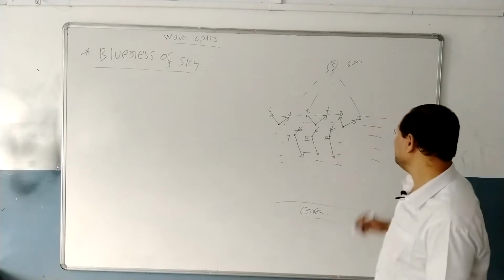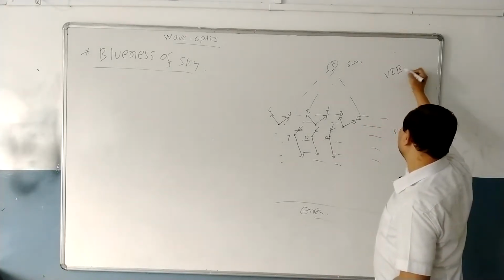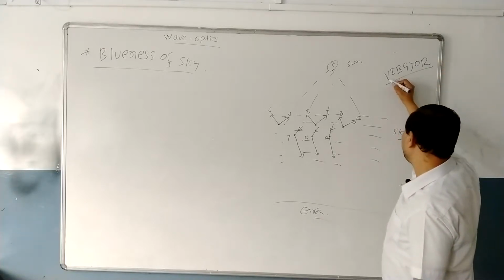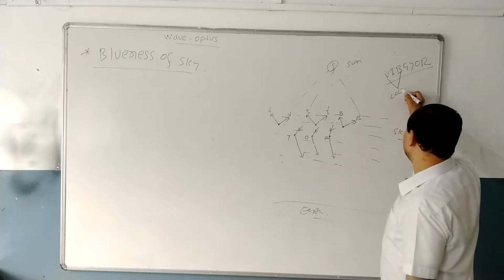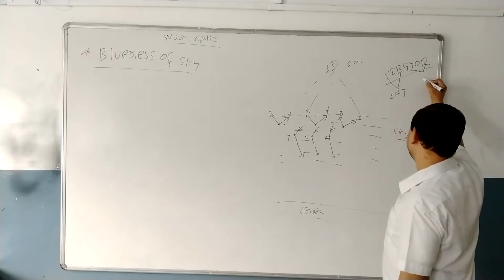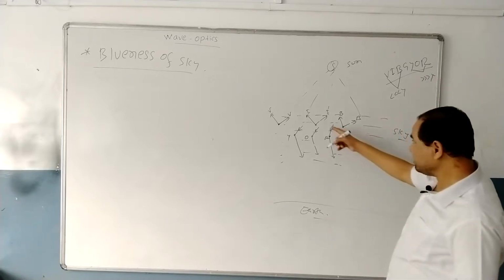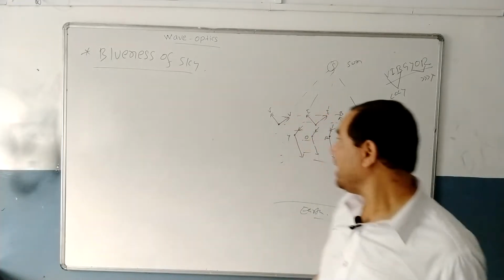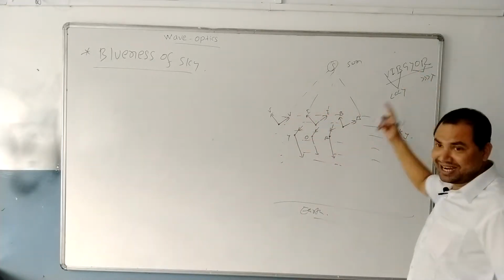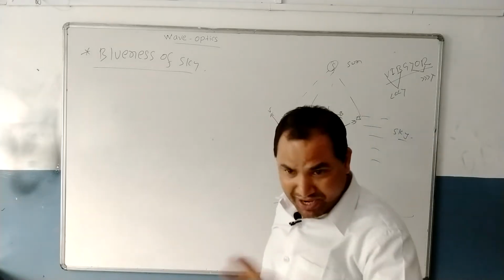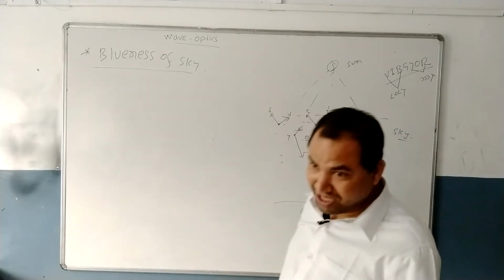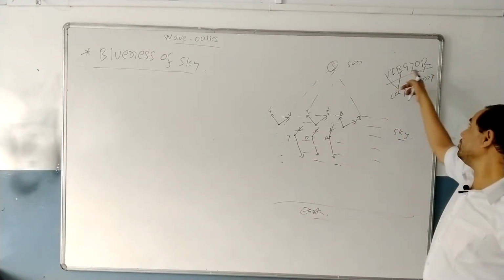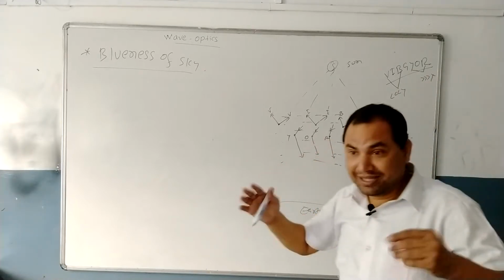Violet, indigo and blue. In the sunlight there is violet, indigo, blue, green, yellow, orange and red, so it is a mixture of 7 colors. Violet, indigo and blue have very low wavelength. Yellow, orange and red have high wavelength. Since they have very low wavelength, these colors are scattered by the atmospheric particles. And since yellow, orange and red have high wavelength, the atmospheric particle cannot scatter them. They are powerful against them.